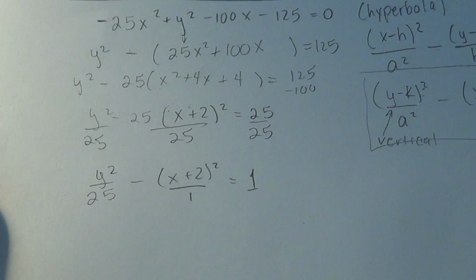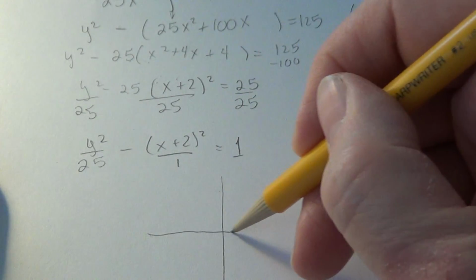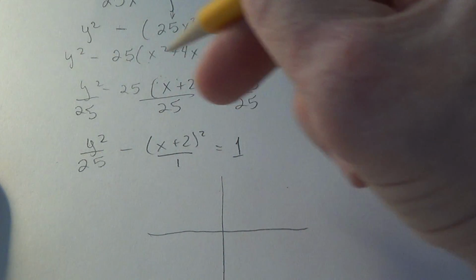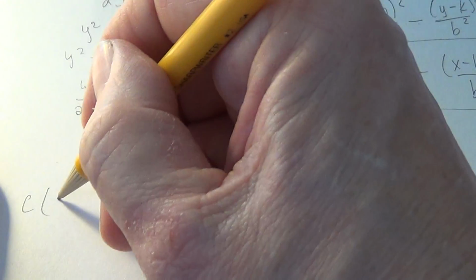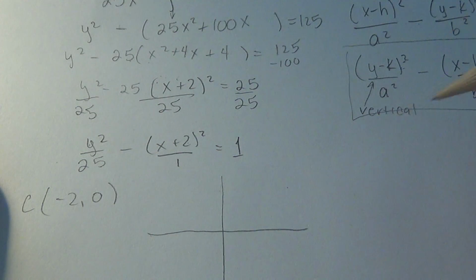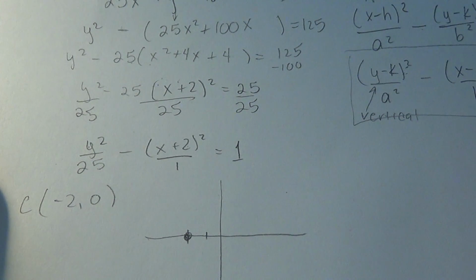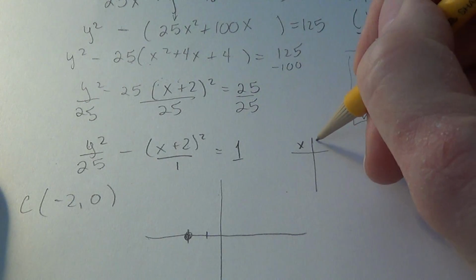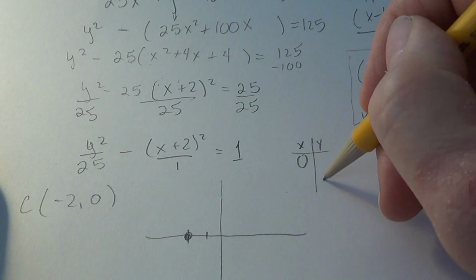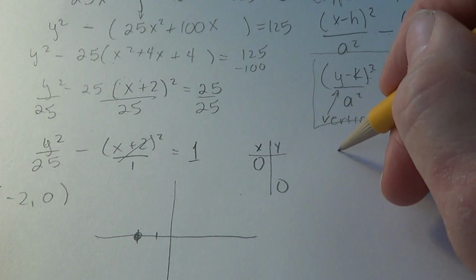So this turned out to be a vertical, as we mentioned. So the openings are going to be upward and downward. The center is going to be at -2, 0. So I'm going to graph that. And if you recall, for a hyperbola we do an XY box. And now that we found the center, we'll drop h and k. So it'll look like this.